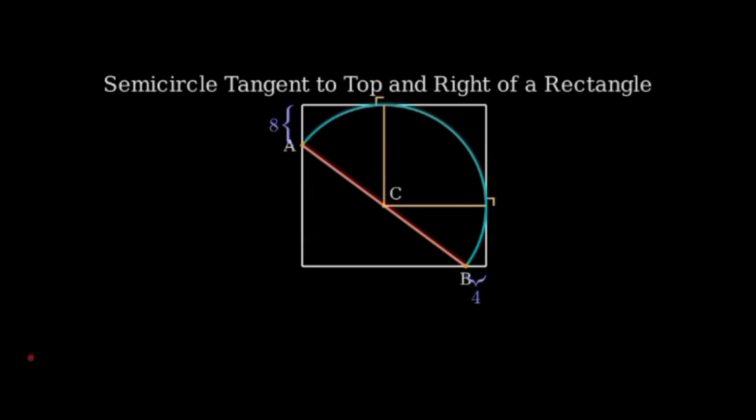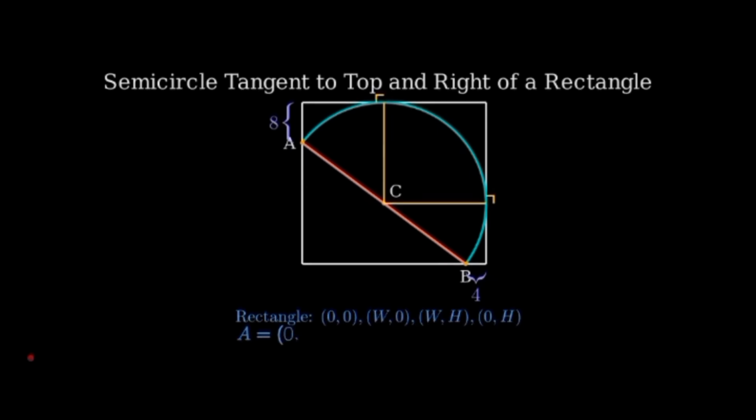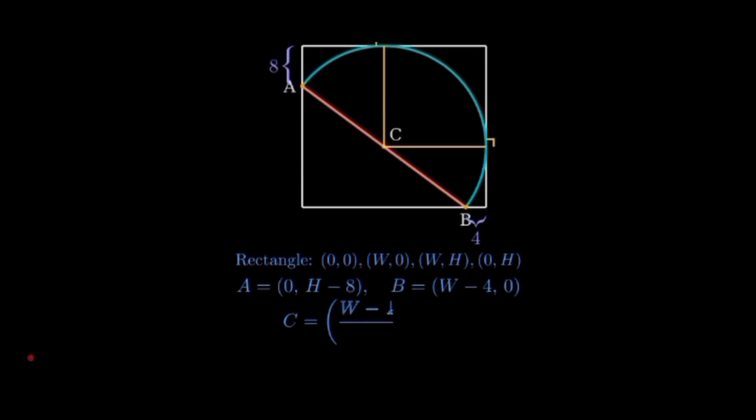1. The outer shape is a rectangle, not a square. 2. Inside it, a semicircle. 3. The arc is tangent to the top and to the right sides. 4. The flat side is a slanted segment, AB, which is the diameter of the circle and not a diagonal of the rectangle. 5. Point A is on the left side, 8 units below the top left corner. 6. Point B is on the bottom side, 4 units left of the bottom right corner. 7. The center C is the midpoint of AB.